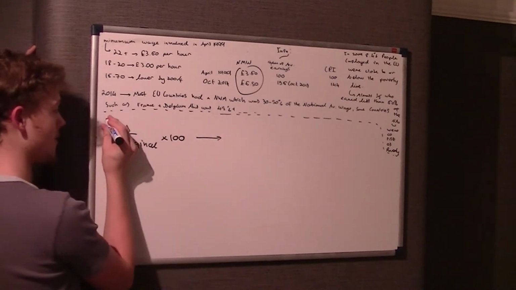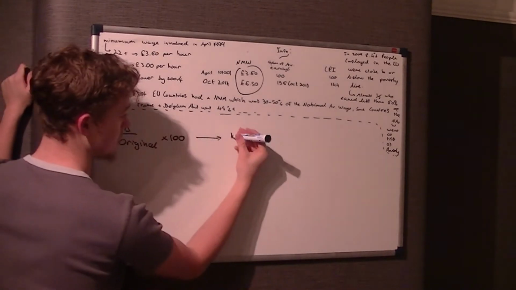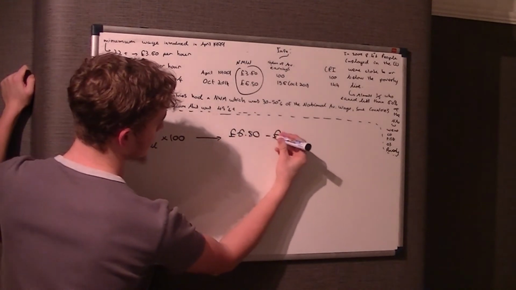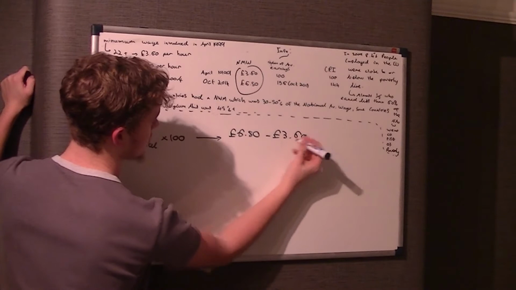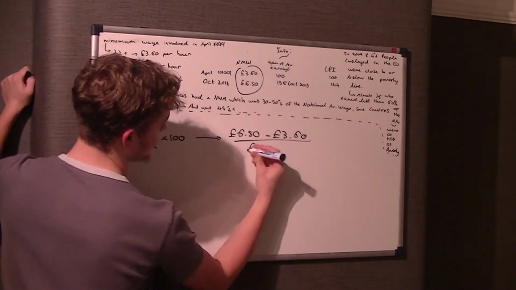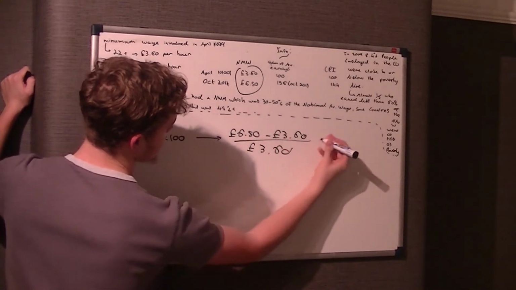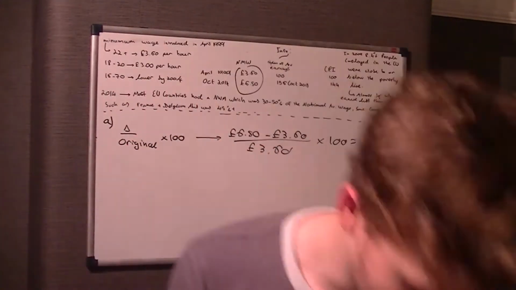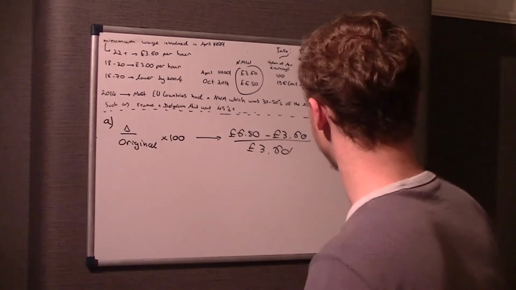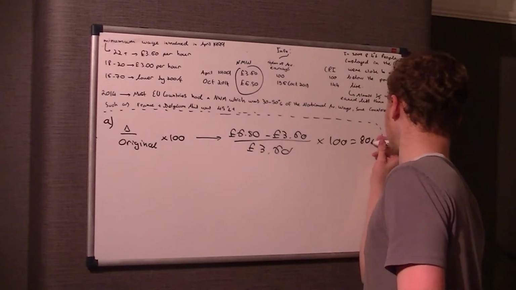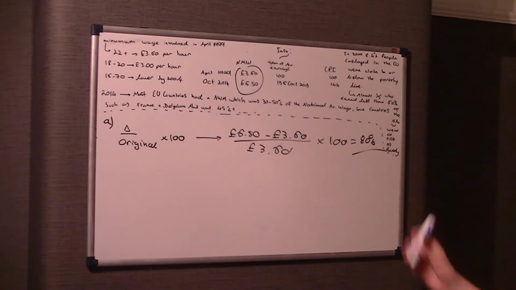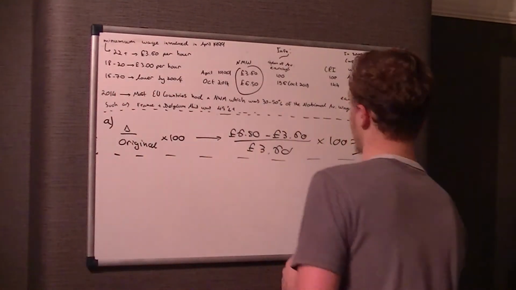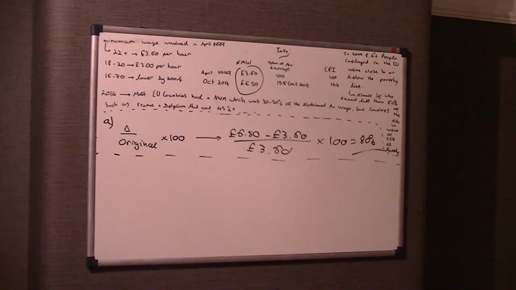So this is part A, remember? So it's £6.50 take 3.60, because that's the change, over 3.60, which was the original figure. Times 100, and now we get the percentage increase, which I got to be 80%. Okay. Alright, so as I said, that's fairly standard. Really basic, easy maths, easy marks.